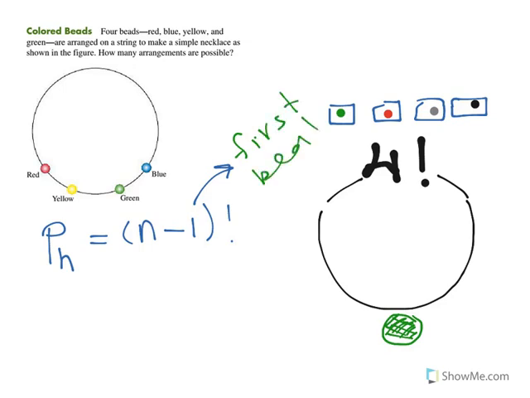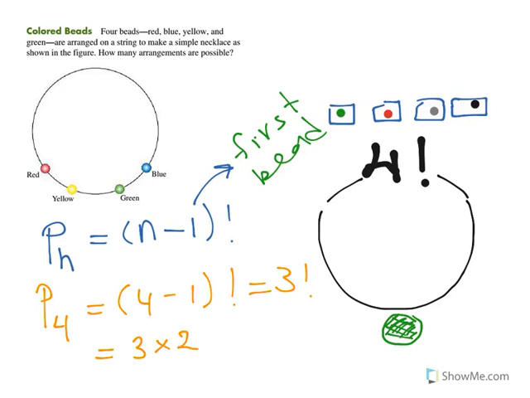bead. Okay, so how many beads do I have? I have 4 beads, so P4 becomes 4 minus 1 factorial, which is 3 factorial. So 3 factorial, you have 3 times 2 times 1, which gives you 6. So the answer to this question is you have 6 ways to arrange 4 beads in a circle.